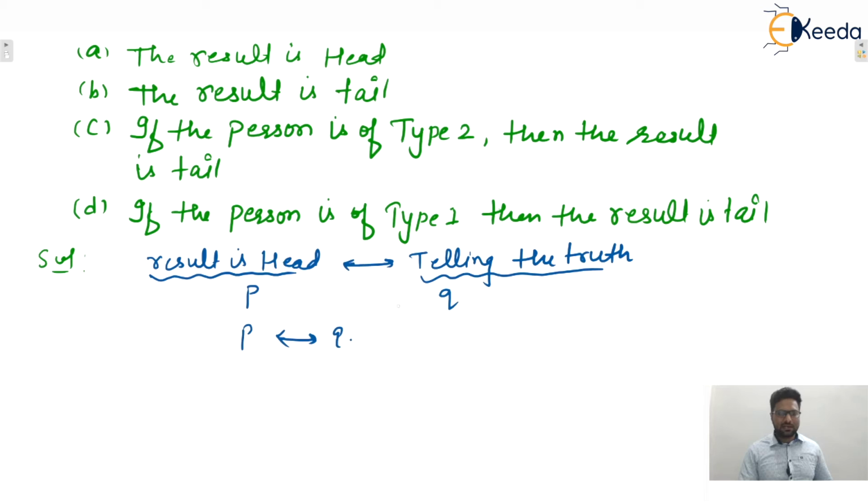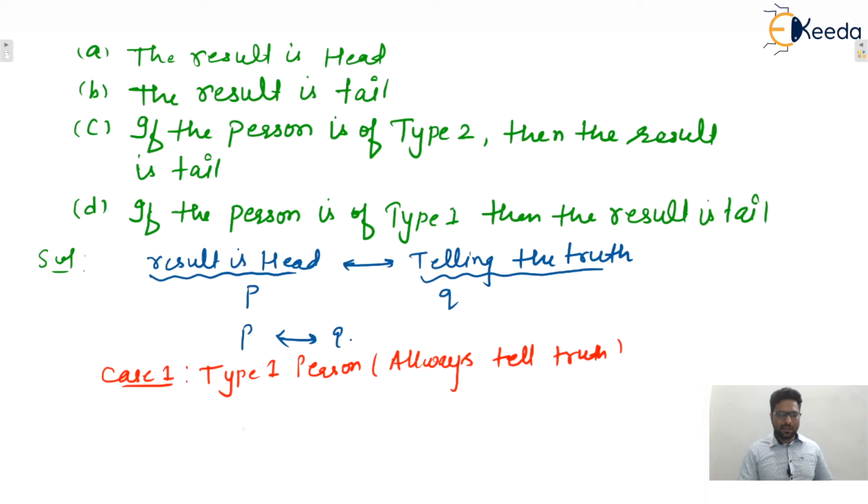Now let us take the first case. What is case 1? Case 1 is that a type 1 person is there, and you know very well a type 1 person always tells the truth. Yes or no? Now you only tell me, in p biconditional q, telling the truth means q is always true, isn't it?